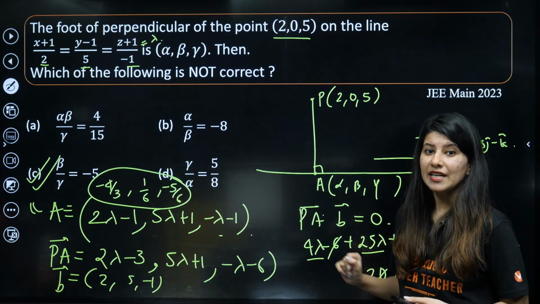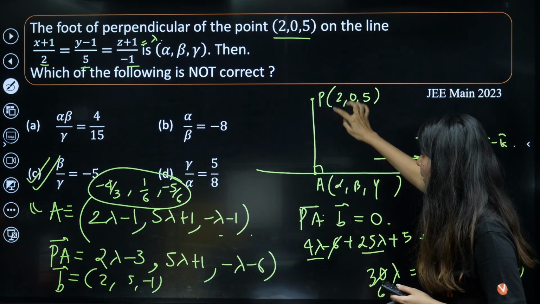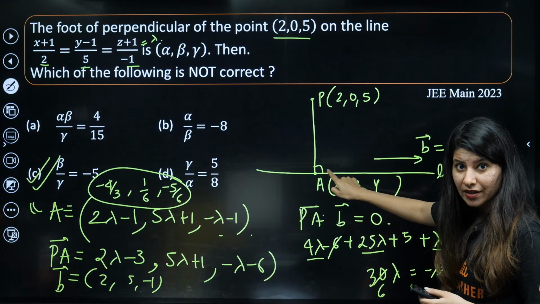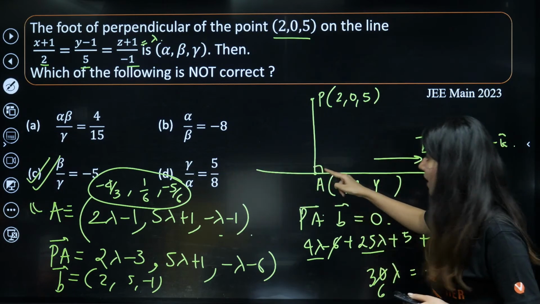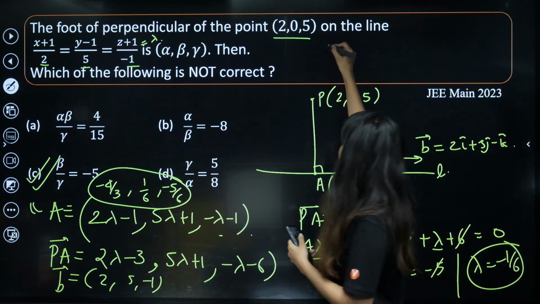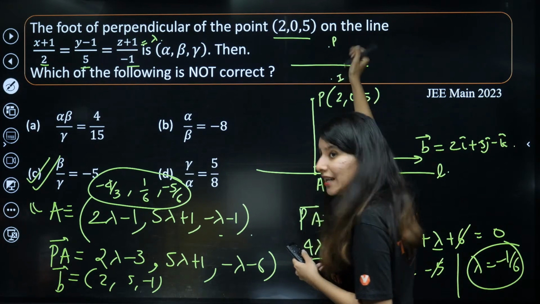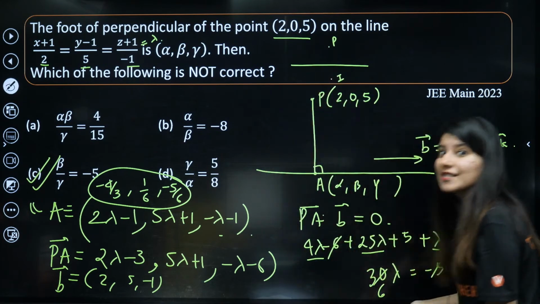Another thing is, you have calculated the foot of perpendicular, right? This is the point, the foot of perpendicular. Now if you have to calculate the image of a point, suppose this is P, this is your line, and this is your image I. To calculate the image of the point, the procedure is similar.